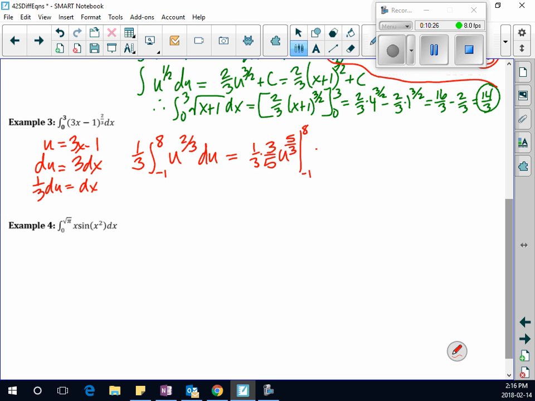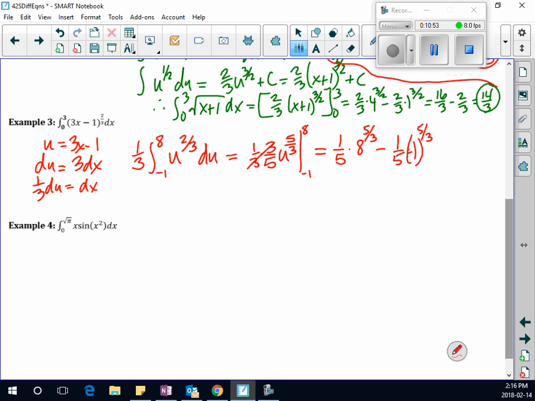So does everybody see the 1/3 will cancel there, right? So it's going to be 1/5 times 8 to the power 5/3 subtract 1/5 times, sorry, that's a -1, isn't it? -1 to the power 5/3. Are we good?